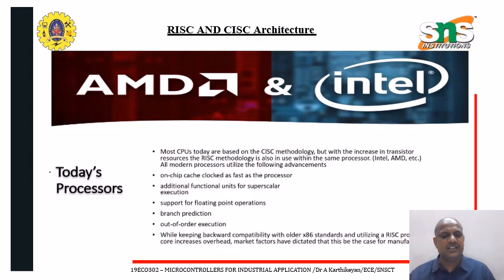Here we have today's processors. Most CPUs and computers we are using are AMD and Intel processors. This is the main architecture, another milestone. It has a single clock and cache, support for floating point operations, branch prediction, and other things. Mainly AMD and Intel play a major role in the processing unit.